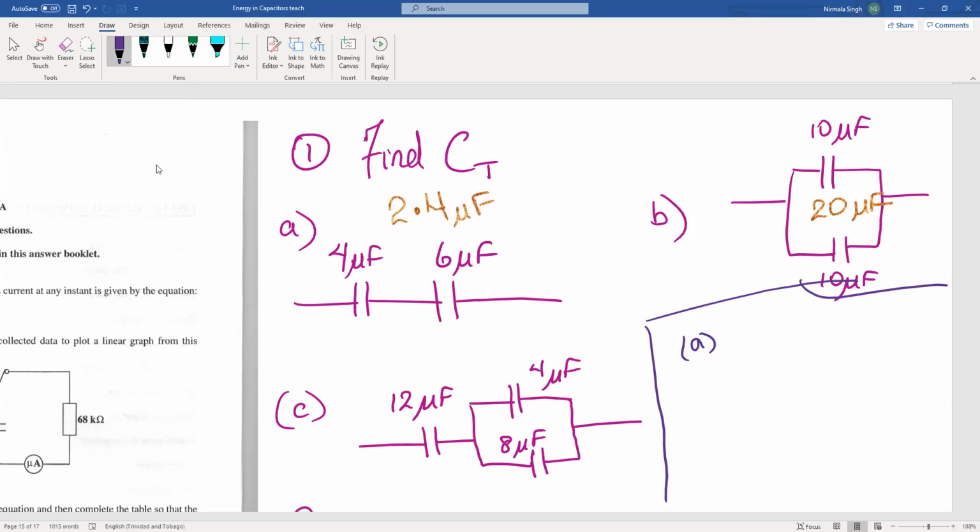Since both of these are in microfarads, we can just say 1/4 plus 1/6, and then we find the inverse of that. So, just do 4 to the -1 on your calculator plus 6 to the -1. You hit equal, and then on your answer, you hit the x to the -1. Tell me what you get, using the x to the -1 function in your calculator.